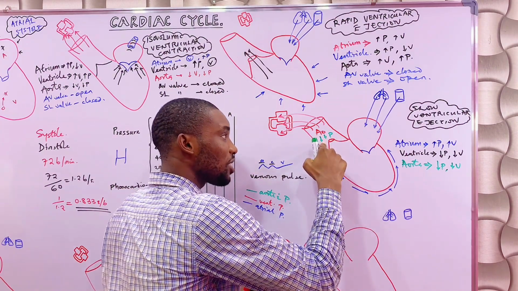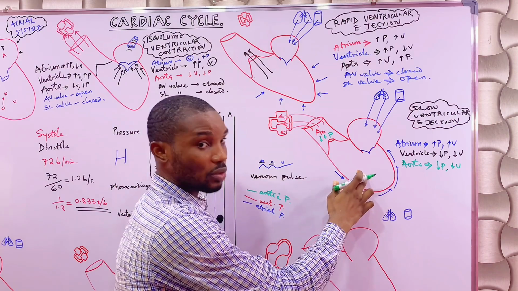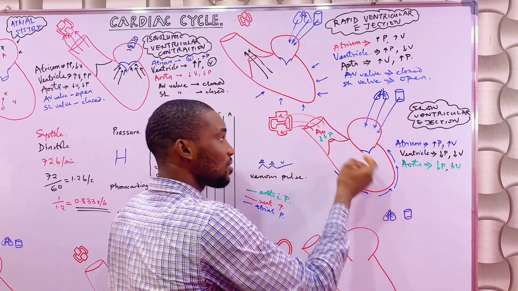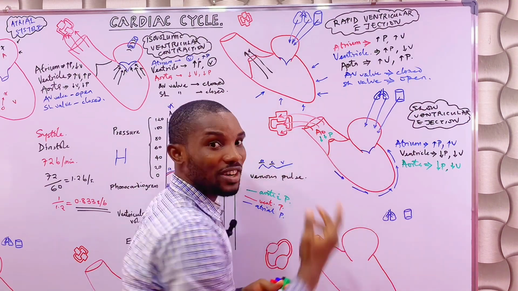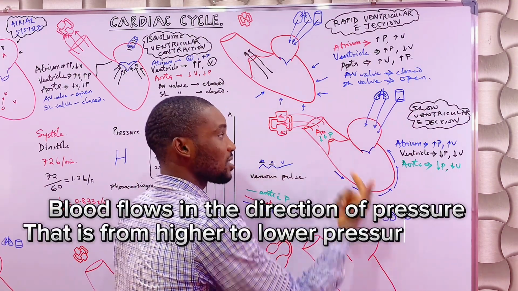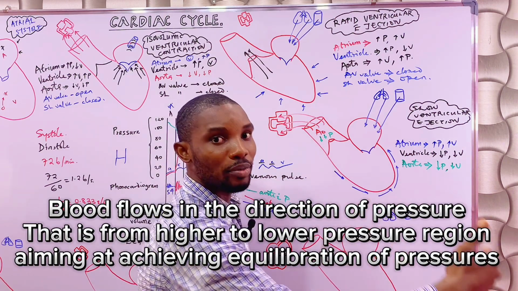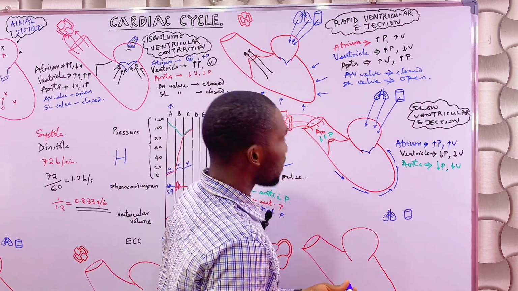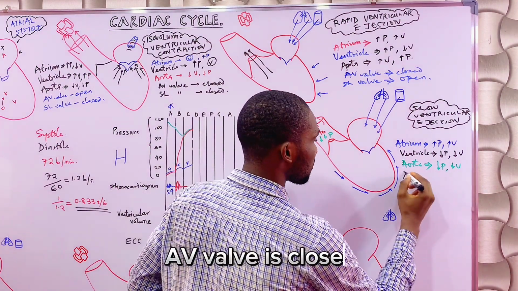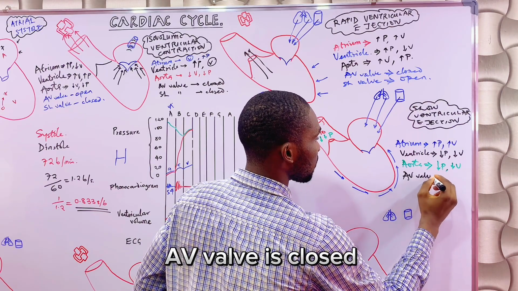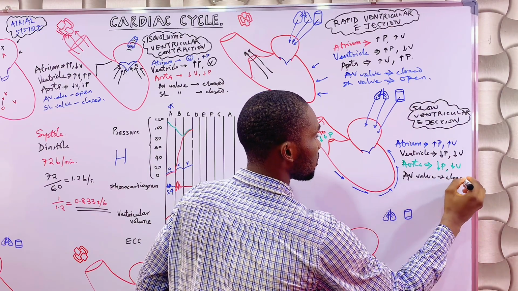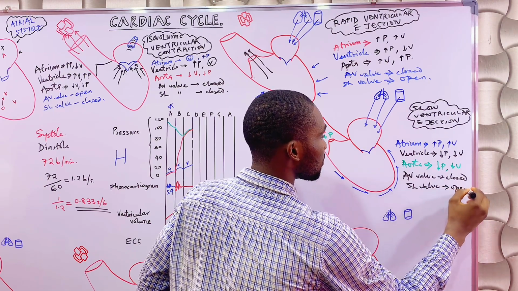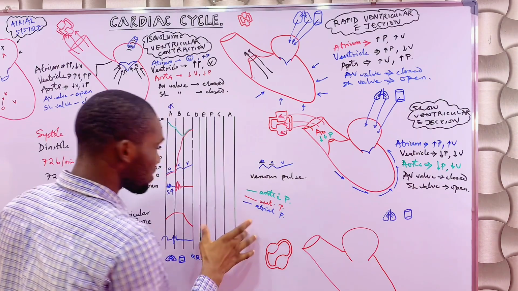The pressure here is still less than the pressure in the ventricle, despite the fact that the ventricle is no longer contracting. So the pressure in the ventricle is still greater than the pressure in the aorta. That's why the valve remains open, and blood is still moving in the direction of lower pressure. Cool. So that's the reason for all this. And then we still have our AV valve closed, and the semilunar valve open. Right? So let's represent it in this graph over here.